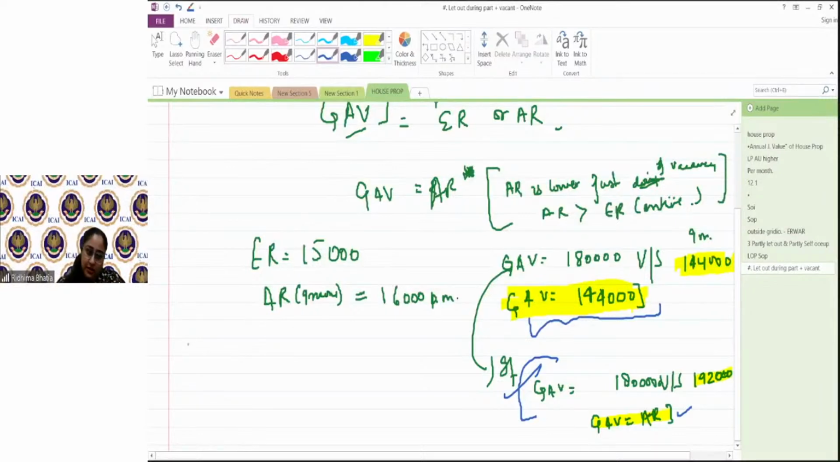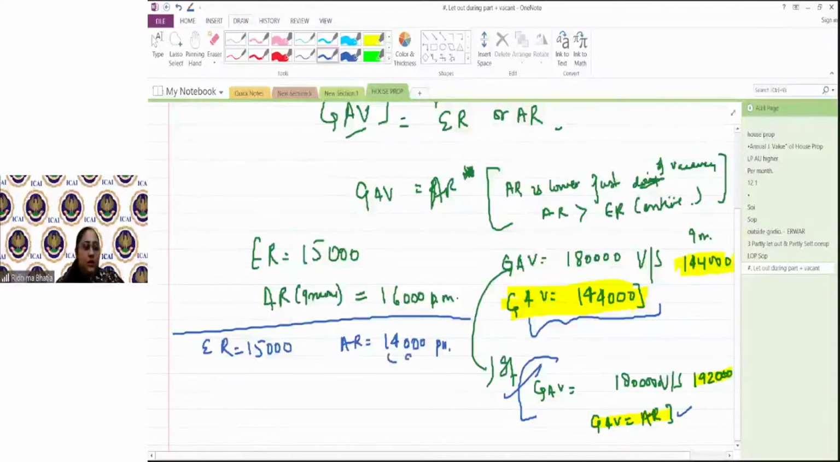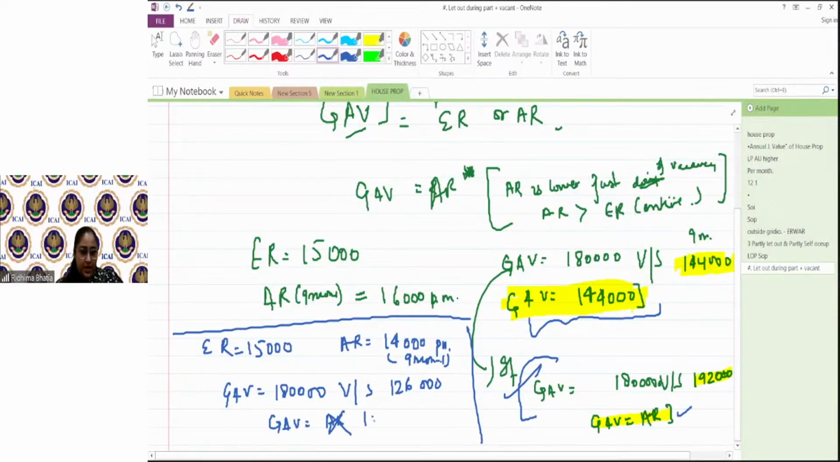Ma'am, let's take another situation. Now my expected rent is 15,000 per month, and actual rent is coming to 14,000 per month. Now focus here, guys. This is for 9 months. Now if I compare the GAV, it would be 180 versus 14 into 9, which is 126. Now in this case I will not take my gross annual value to be the actual rent. Why so, ma'am? I'll tell you. I will take my gross annual value to be the expected rent.